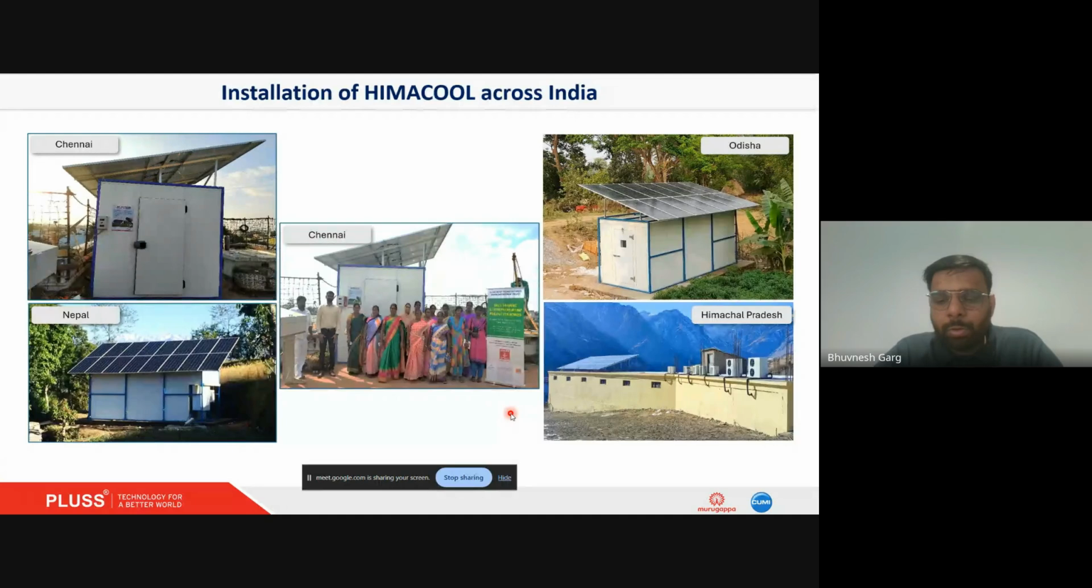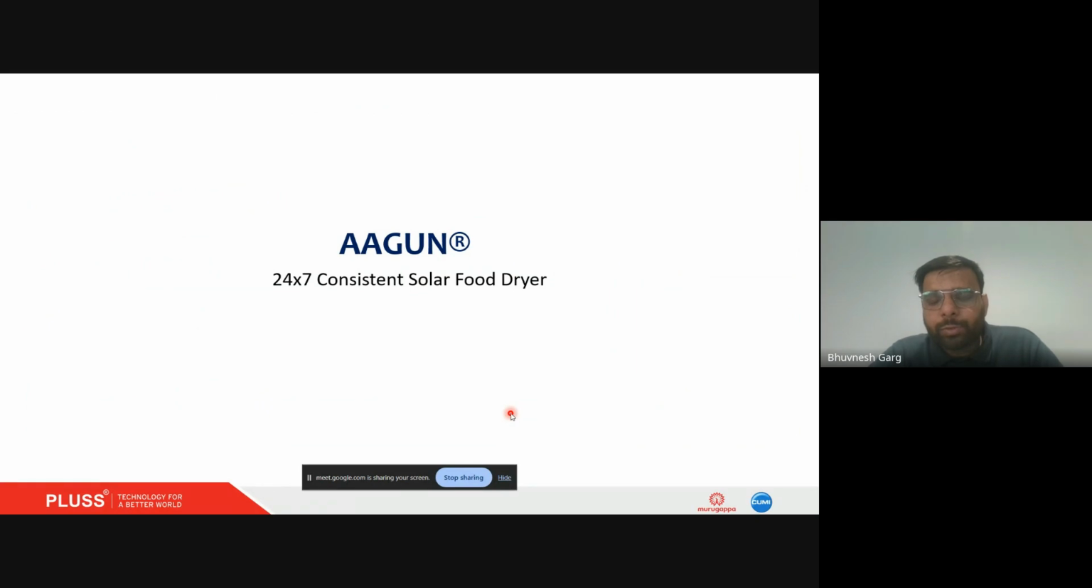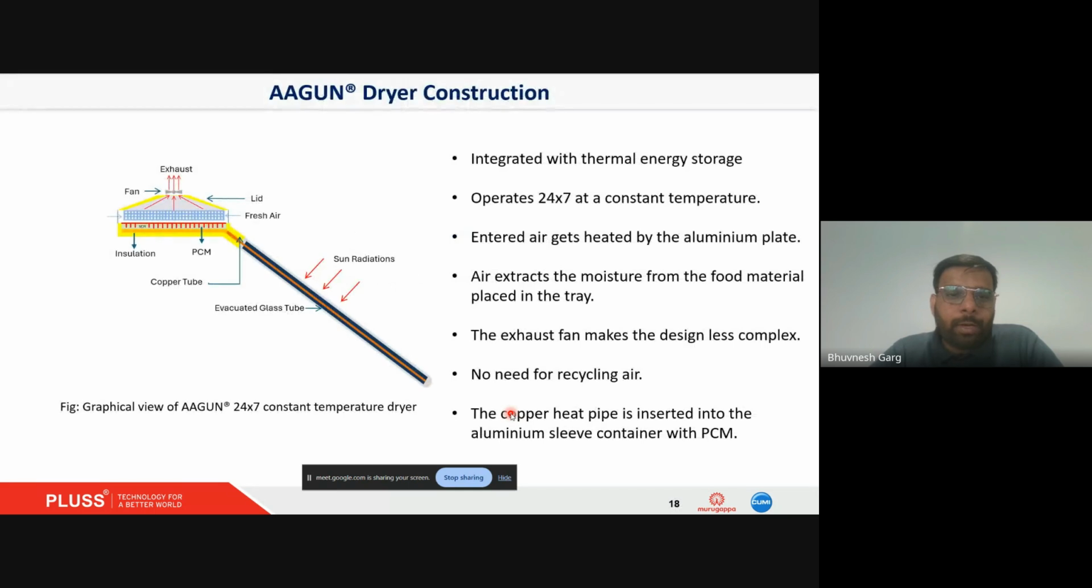Now I will move on to the solar dryer. So the solar dryer is a 24/7 consistent food dryer. If you see the construction of the dryer, there is a glass tube which is a double-walled vacuum tube, and the sun radiation falls on this collector. We call it an ETC. ETC is evacuated tube collector. So the glass tube is called an evacuated tube, and inside that there is a copper tube.